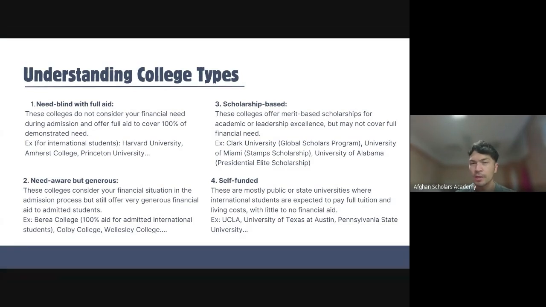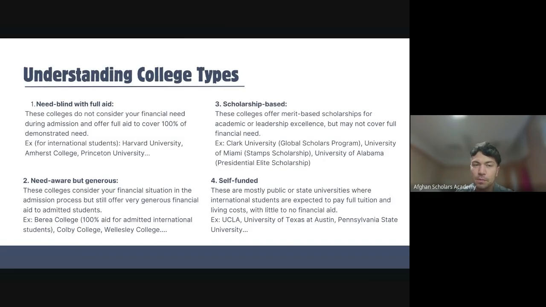It's a very small, medium-sized college, and they meet 100% of your financial need. You should research whether they do meet 100% of your financial need or not. Some colleges are need aware, but also generous. Need aware means they do consider your financial need while reviewing your application, but they are also very generous.